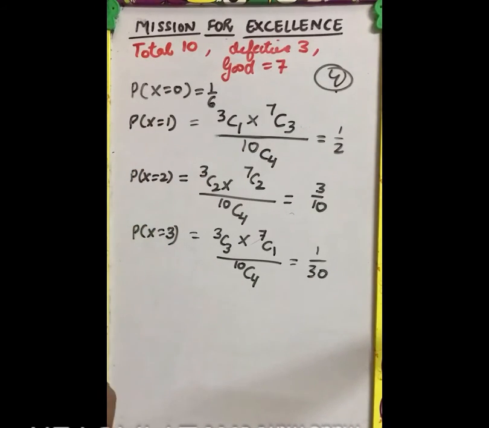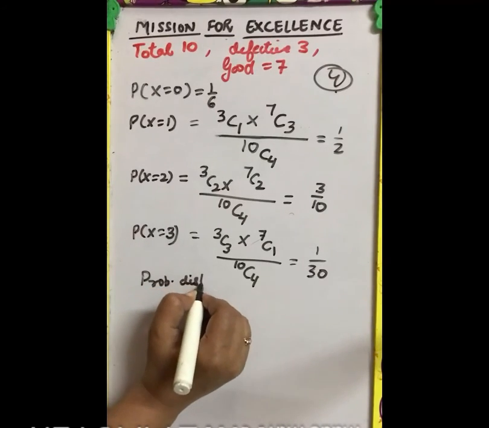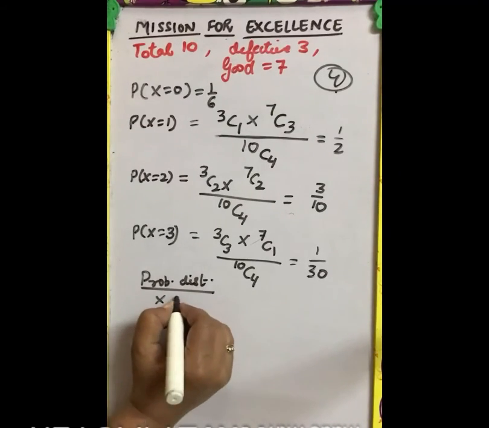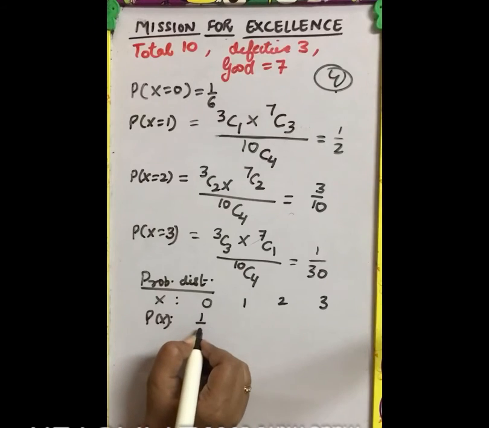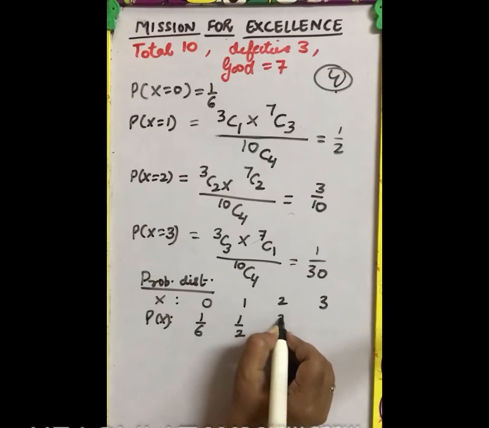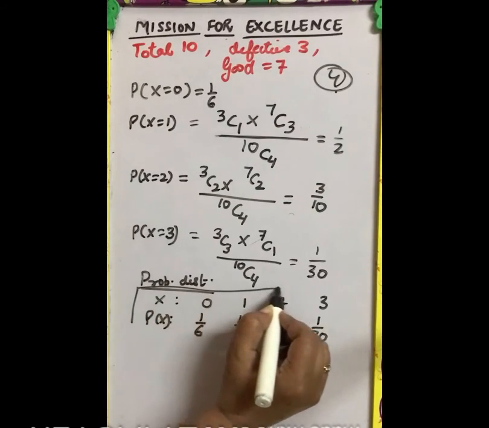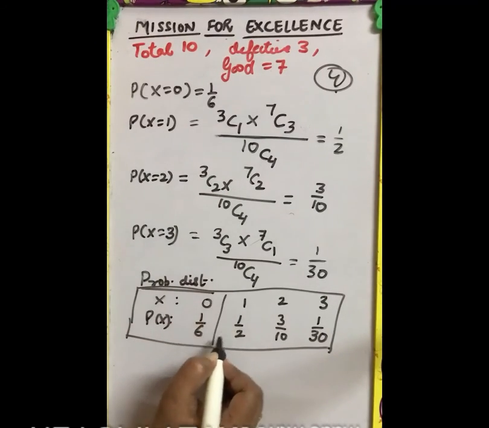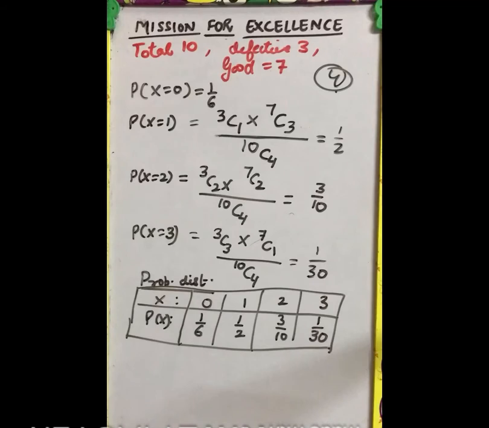So now let us write the probability distribution. In probability distribution we have to write x and px in a column. So this x is 0, 1, 2, 3, and probability distribution is 1 by 6, 1 by 2, 3 by 10 and 1 by 30. This is known as probability distribution. Write all the probabilities together in a table. So this gives you probability distribution. So now let us calculate mean and variance.